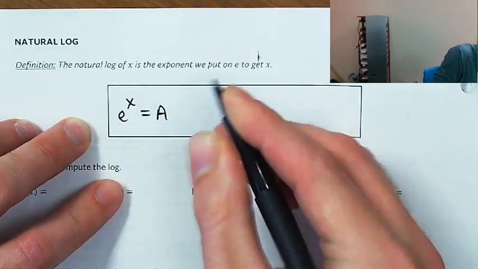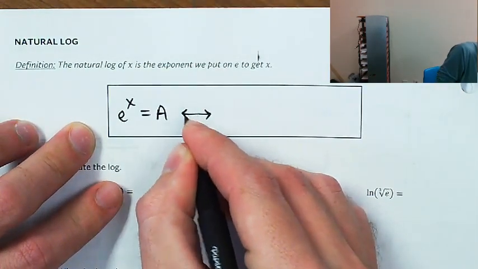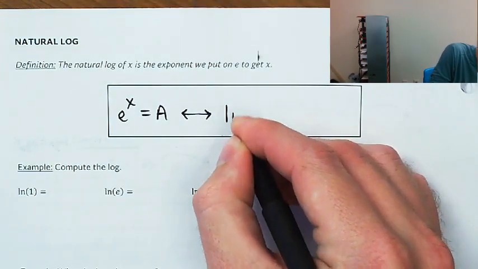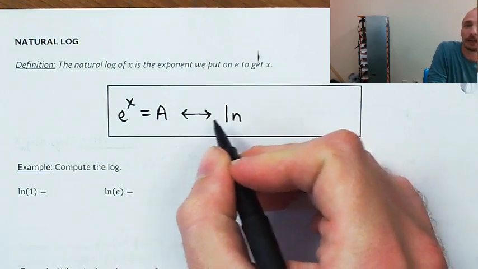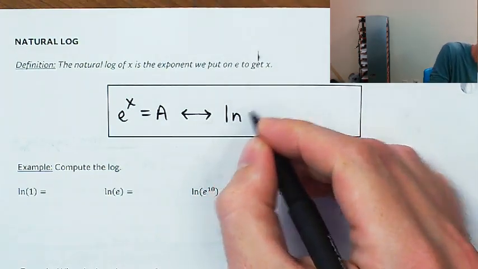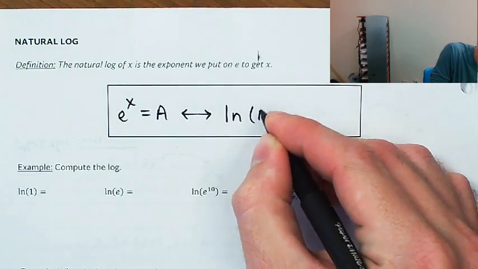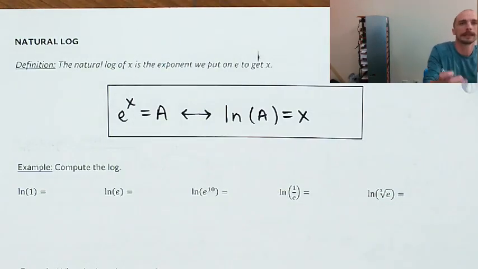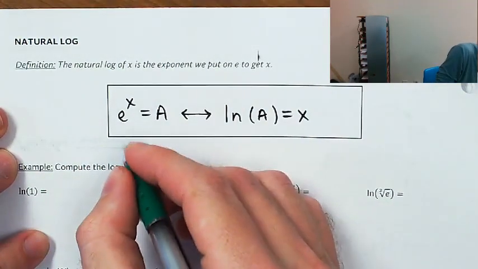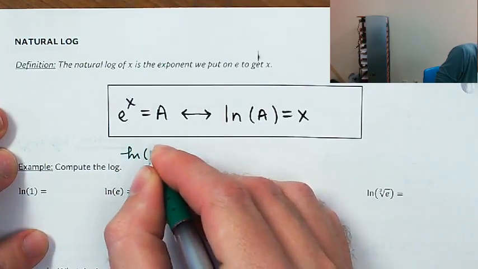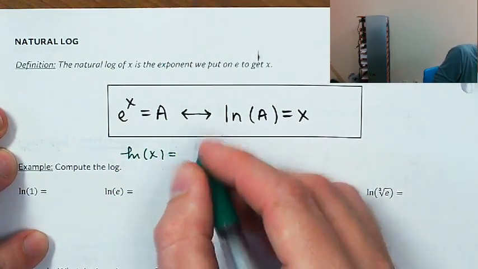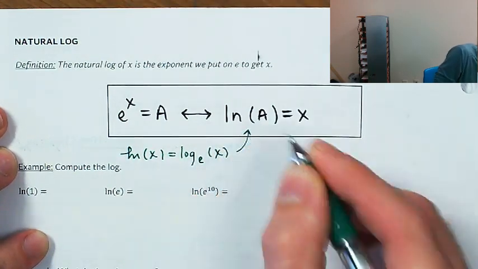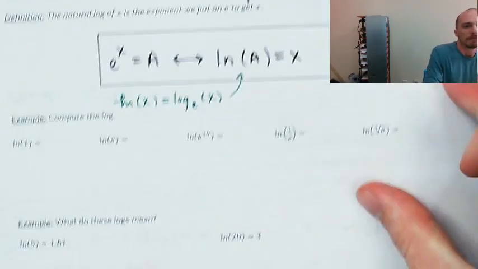equaling some answer, then that's equivalent to saying that the natural log of a, and we say natural log with an L and an N, I usually write this kind of like with a script, but ln of a is equal to x. Or you could look at the definition of natural log as natural log of x is equal to log base e of x. That's kind of what we're saying there.